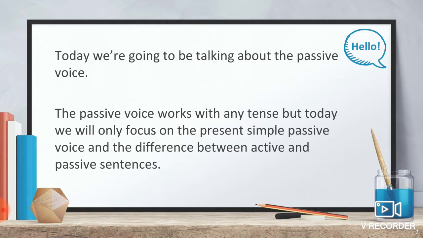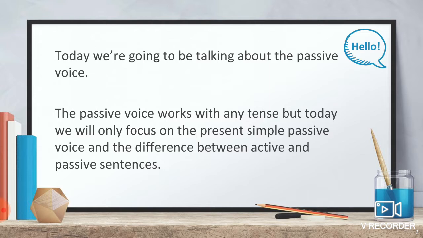Now, the passive voice, you can think of it as maybe sunglasses, something that anybody can wear. Tall people can wear sunglasses, short people can wear sunglasses, Chinese people can wear sunglasses, Arab people can wear sunglasses. The passive voice is the same thing. It works on any tense. It can work on present simple, past simple, present continuous, past continuous, any tense you can think of, the passive voice can work on it.